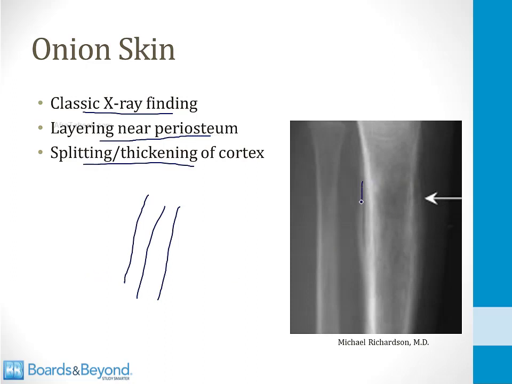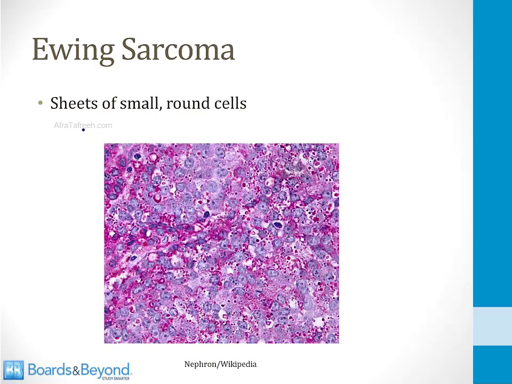You can see a line right here on the left side. There's also a faint white line on the right side. You can also find better examples on the web. On histology in Ewing sarcoma, you see sheets of small, round cells. They're usually blue or purple. Here's one on this image. Here's another one. They're all over the picture here on the screen.